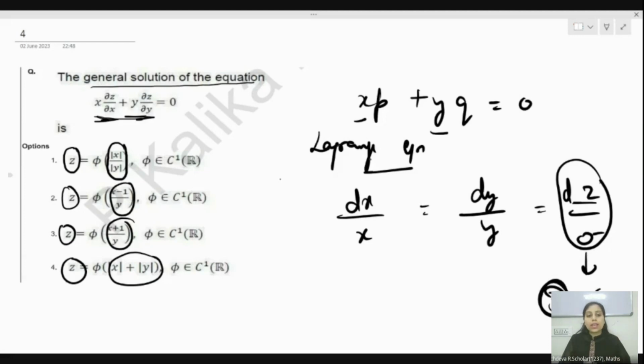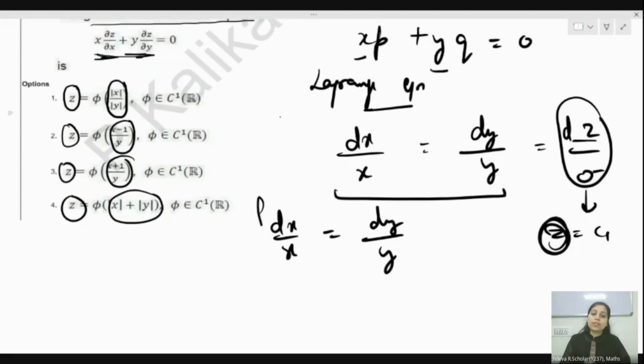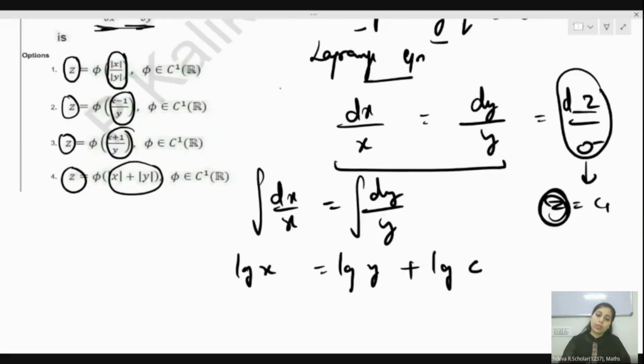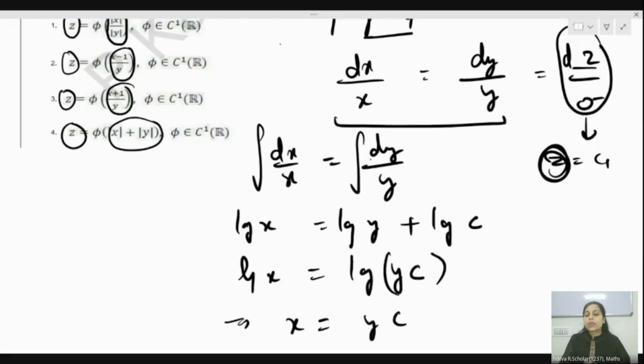Now taking the xy relation, as all the 4 have xy, dx upon x is equal to dy upon y. Very easy, already separated. So taking integration both sides, we get integration of x is log x, integration of y is log y. As log is on both sides, taking the constant also as log c. Now we can combine these: log a plus log b is log a into b, and here log x.